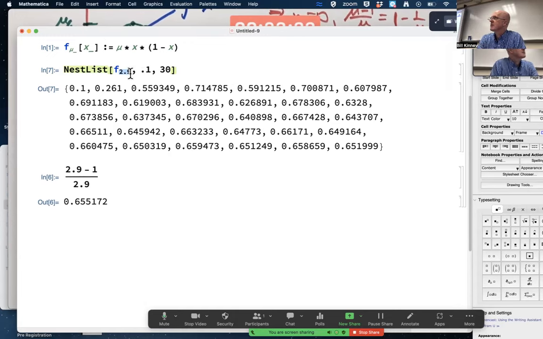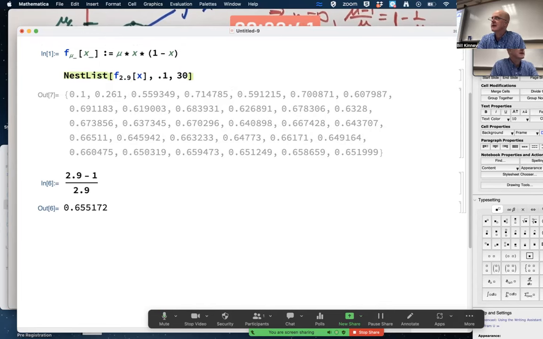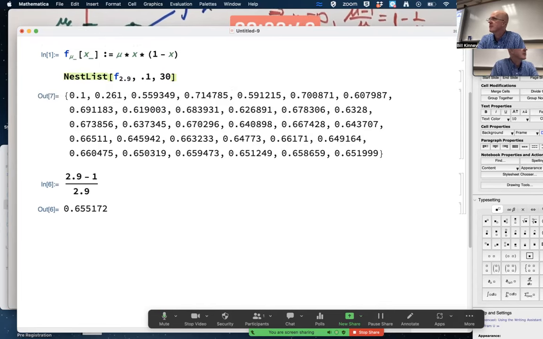Right? We've seen this before. NestList, capital N, capital L. Put the function name there. Notice I'm not putting the x in there. It's a problem if you do that, I think. I'm just putting the function name, the seed, and the number of iterations. And this is just mu minus 1 over mu. I'm just trying to predict what the fixed point is.